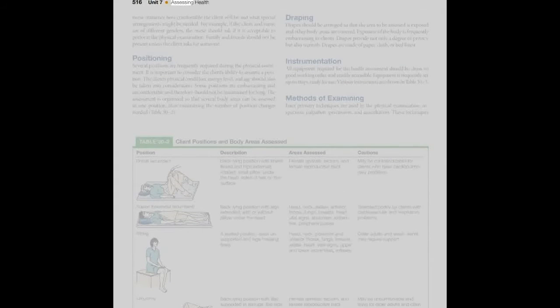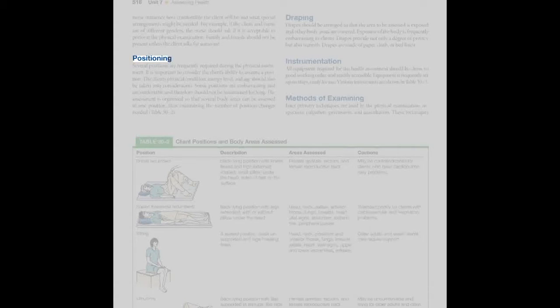Unit 7, Assessing Health. Nurses influence how comfortable the client will be and what special arrangements might be needed. For example, if the client and nurse are of different genders, the nurse should ask if it is acceptable to perform the physical examination. Family and friends should not be present unless the client asks for someone.